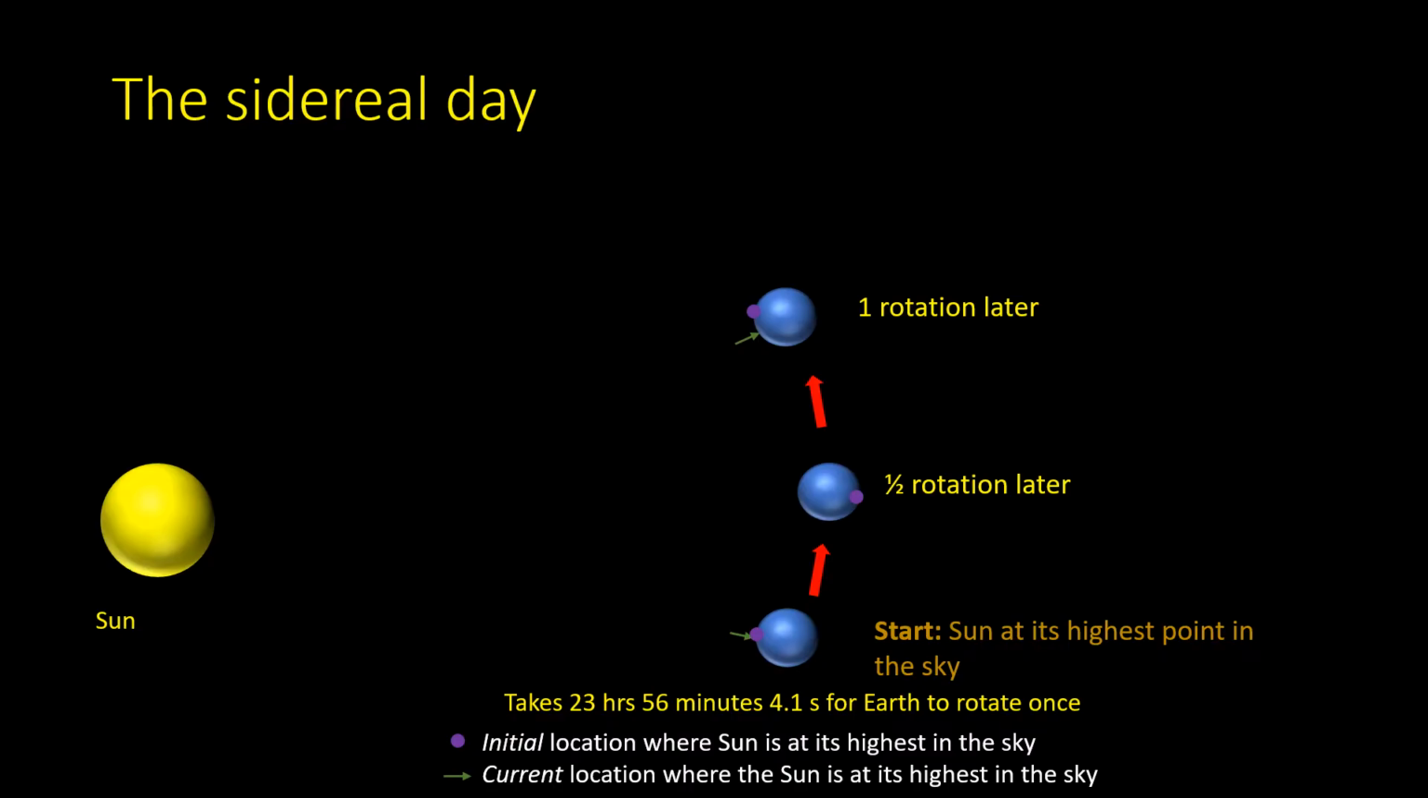It takes an extra 4 minutes for the Earth to rotate a little further to reach the point where the Sun is once more at its highest in the sky. And that's why a day is on average 24 hours.